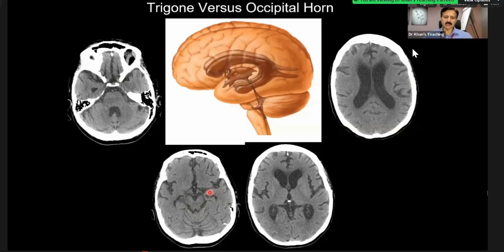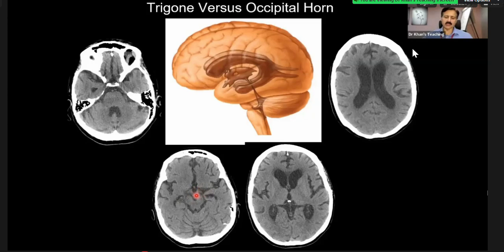This thing is the uncus. What is the uncus? The uncus is the medial most portion of the temporal lobe. And this is the structure which dips into the incisura, into the hiatus, to cause transtentorial herniation. When it slips inside, it will compress this and this will be displaced to the contralateral side. On the other hand, it is going to encroach on this cistern.